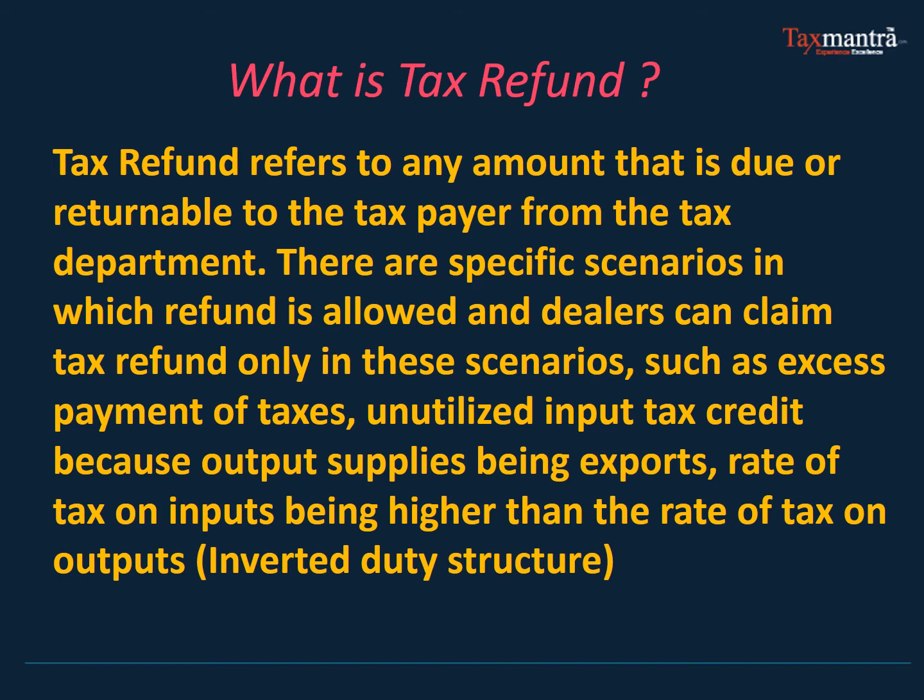There are specific scenarios in which refund is allowed, and a dealer can claim tax refund only in these scenarios, such as excess payment of taxes, unutilized input tax credit because of output supplies being exported, or the rate of tax on inputs being higher than the rate of tax on outputs. That is also called inverted duty structure. So these are the scenarios wherein the tax refund is due, and in this PPT we will understand how we can claim that tax refund under GST.